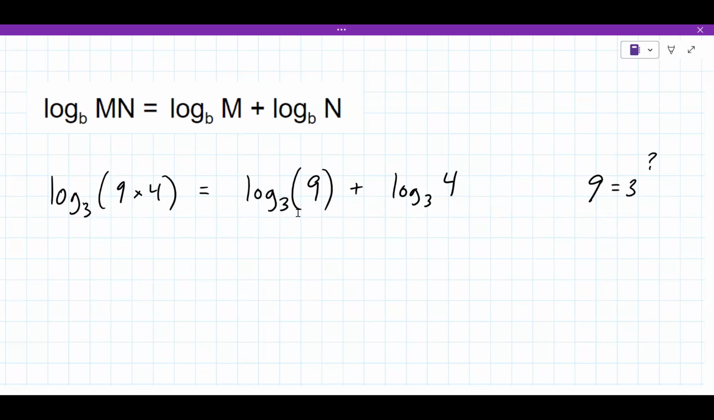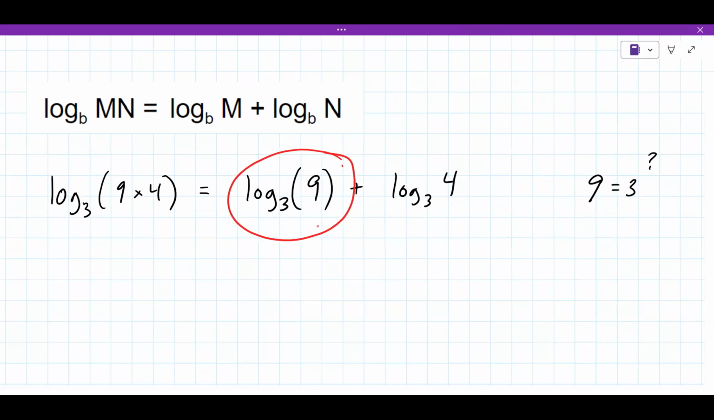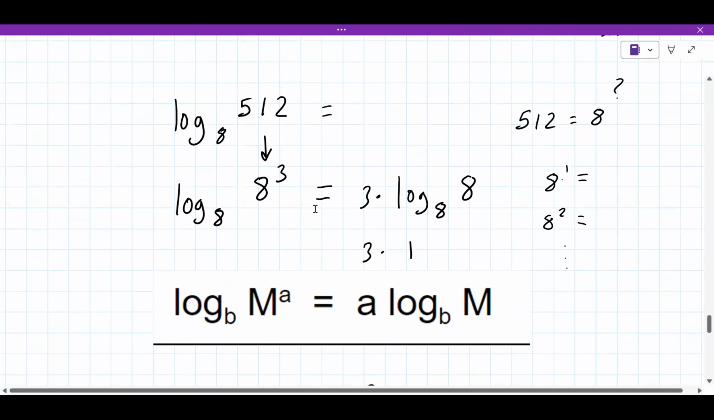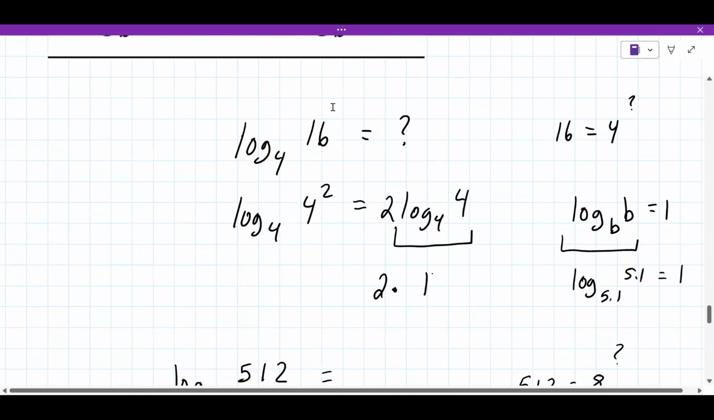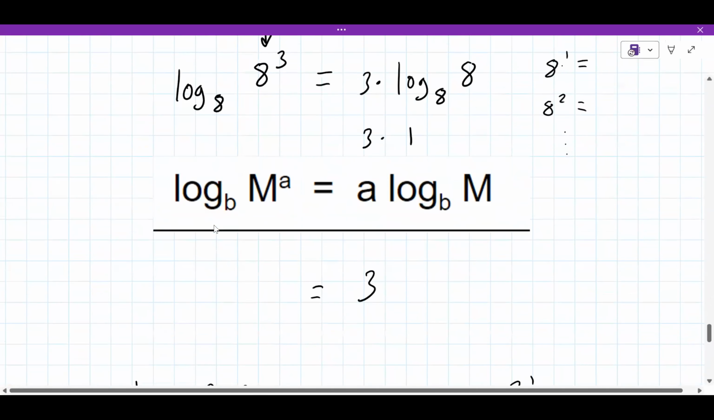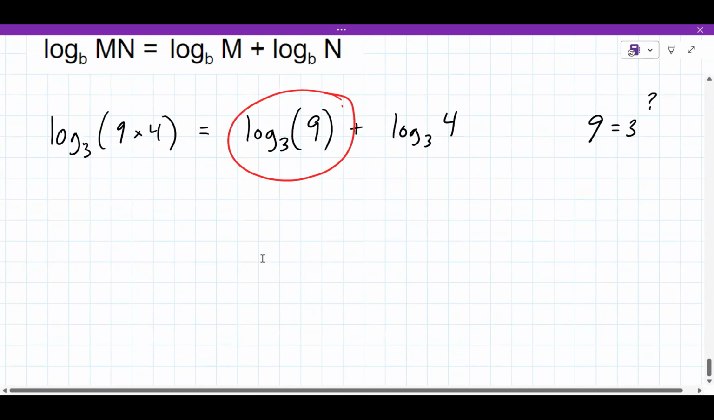So now it's going to be log 3 to the 2nd power times 4, plus log. Everything you're doing right here, this right here in red, is exactly what we were doing starting here. I'm asking you to do a problem like this, or a problem like this, or a problem like this.